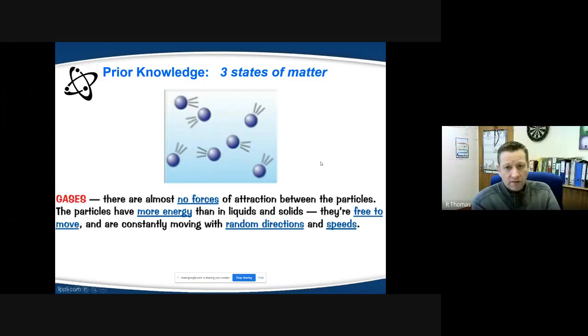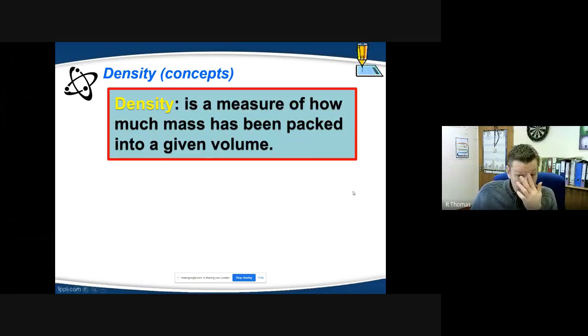And then, of course, we have the third state of matter, the gas. There are almost no forces of attraction between the particles there. They have more energy than those in liquids and solids, and they are free to move, which is why we get diffusion, which is why if you spray an aerosol in one part of the classroom, within 30 seconds, you will smell it at the back of the classroom, okay? Because they are free to move and they are constantly moving in random directions and random speeds, right? Now, those three particle models of matter will allow us to figure out about density in each type of state.